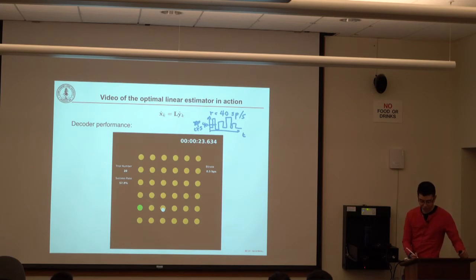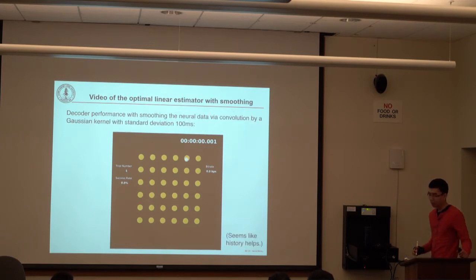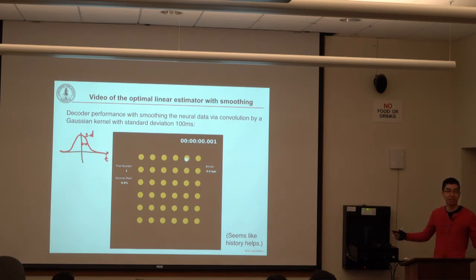All right, so we're going to try to make this a bit better. What we're going to do is take our neural data, and this time smooth the neural data with convolution by a Gaussian kernel. The Gaussian kernel has a standard deviation of 100 milliseconds. So what does this mean? If we were to just draw a Gaussian, the Gaussian kernel would look like this. And this is its standard deviation, and this can be time. The wider the standard deviation, the more we smooth our data.